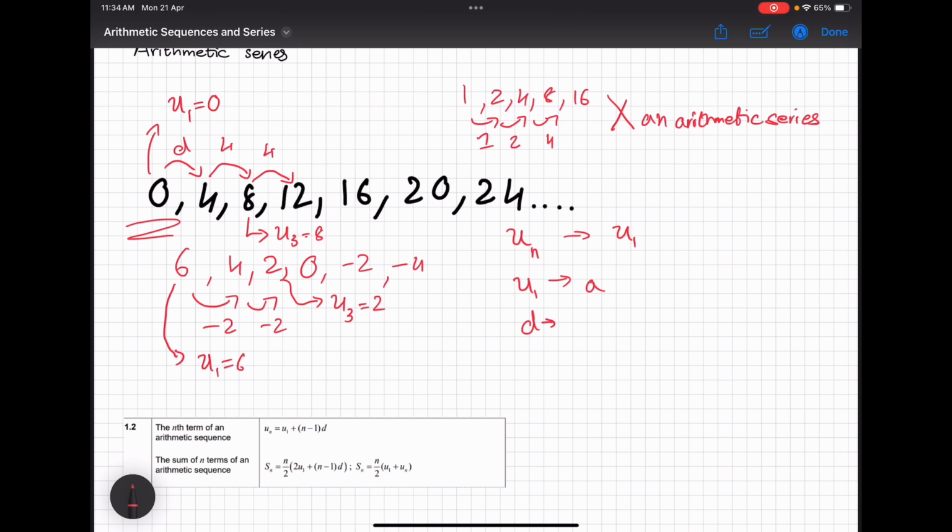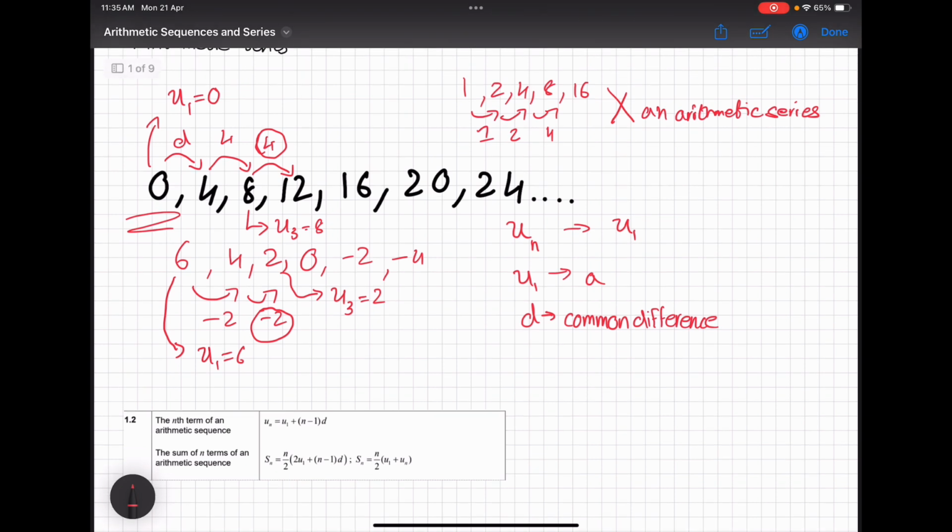d refers to the common difference, which is just the change of value between terms in an arithmetic series. So in the first one that we did here, the common difference is 4, while in the second one, the common difference is minus 2. It doesn't necessarily have to be an integer. It could also be a fraction. What's important is that the common difference remains the same throughout the series. Otherwise, it's not an arithmetic series.